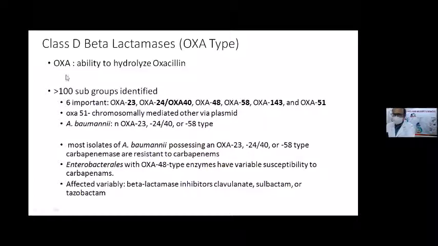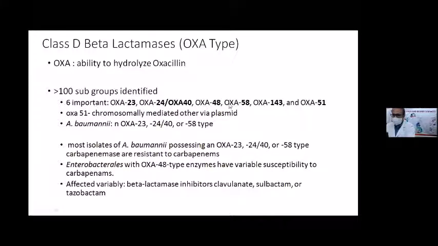So now it is called OXA type because they are more potent in hydrolyzing oxacillin as compared to penicillin. There are many subgroups of OXA type carbapenemase. Of these, the majority are present in Acinetobacter baumannii. The predominant ones are OXA-23, 24, 48, 58, 143, and 51. With the exception of 51, which is chromosomally encoded, the rest are all plasmid encoded.